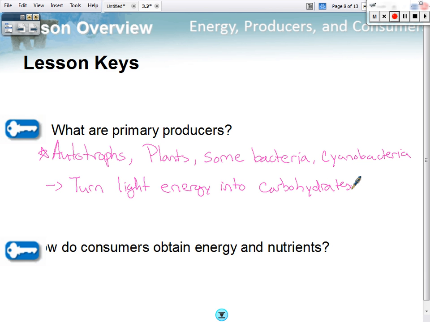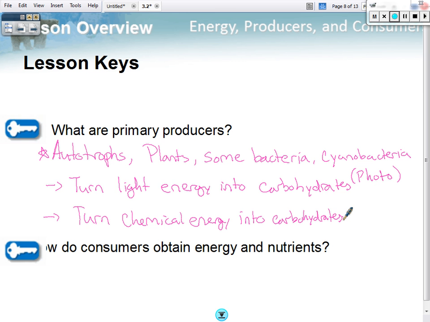and this is photo. Or they turn chemical energy, excuse me, into carbohydrates. And this is chemo. Now, we both know that's not the whole story, as our notes just told us, but these are the main points.